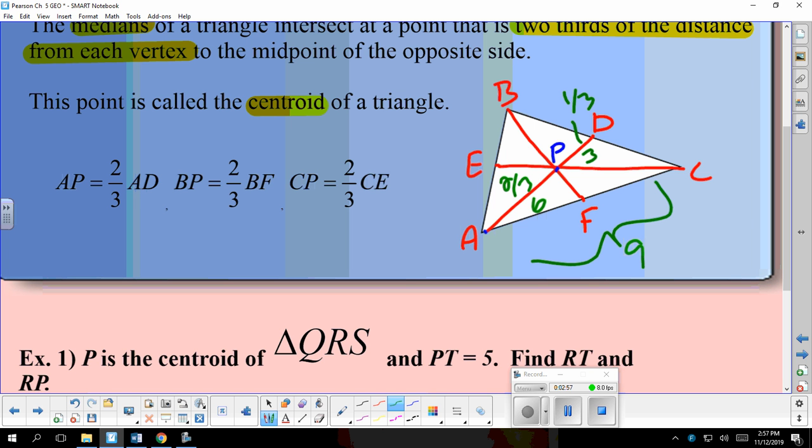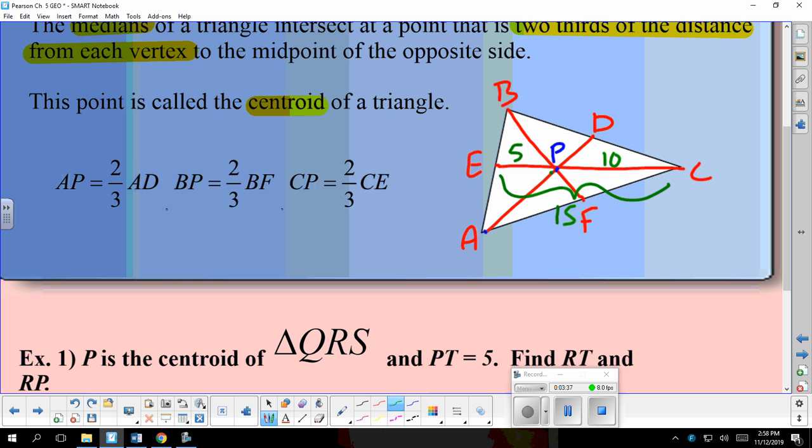The next one. What if I'm given the longer side? Let's say EC is 10. So from the centroid to the vertex, that's the 2/3 part. So can I find this EP part? Sure, it's going to be exactly half of it, or 5. So I have my 1/3, 2/3 split. So the length of the whole thing, therefore, would be 15. That's if I get the 2/3 part of the segment.